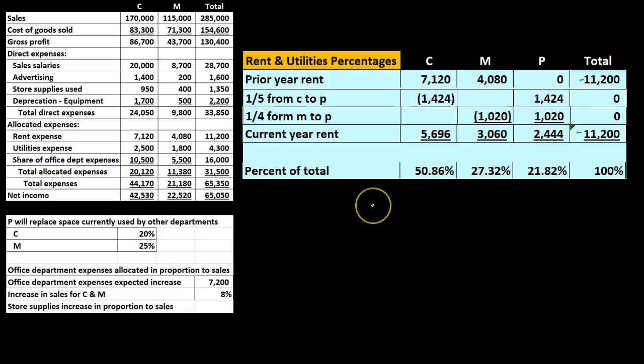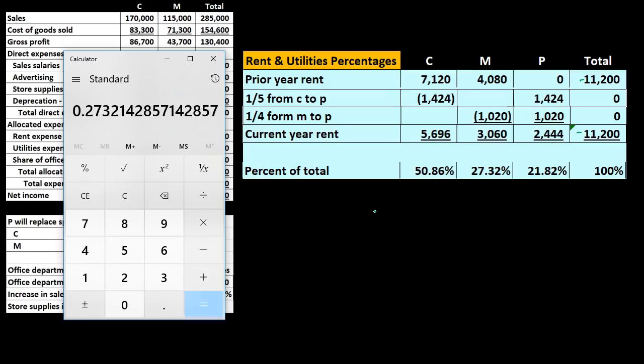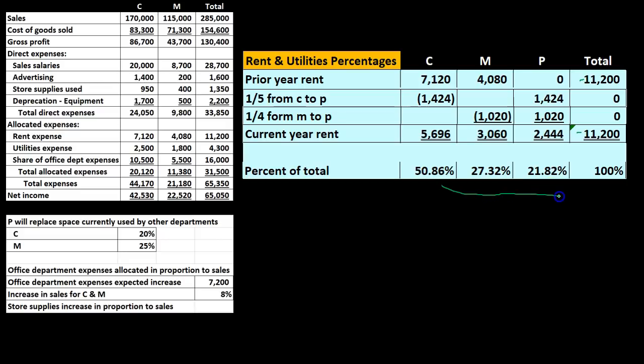Now we're also going to be looking at the percentages and use those percentages for the utilities. So in other words, we're going to say, all right, well, what's the percentage? And I'm going to use this allocation of the rent to apply out the utilities. That's going to be our activity base, in other words. So we're going to say, all right, here's the 5,696 divided by the 11,200. That's about 50.86%. And then here's the 3,060 divided by the total 11,200. That's about 27.32%. And then we have the 2,444 divided by the total 11,200. That's about 21.82%. Those, of course, adding up to 100%.